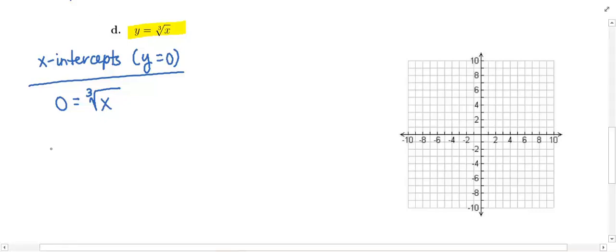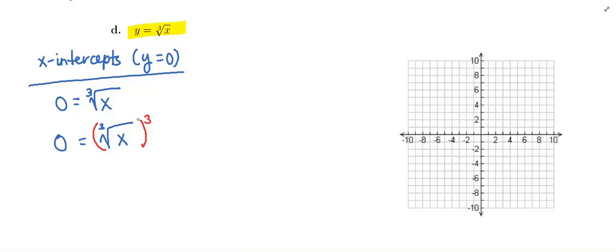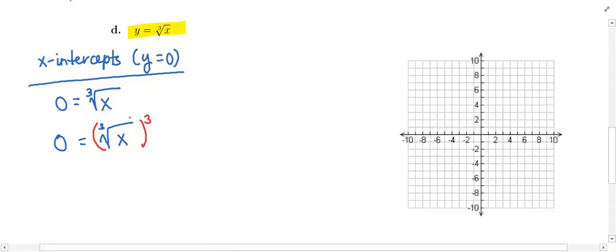Let me write this again. To get rid of the cubed root, what undoes a cubed root is cubing that term. So the cubed root and the cube, which means raising it to the third power, undo each other. If you raise the right side to the third power, you have to do it to the left side. So on the left side, the cubed root and the cube cancel. That leaves you with x.